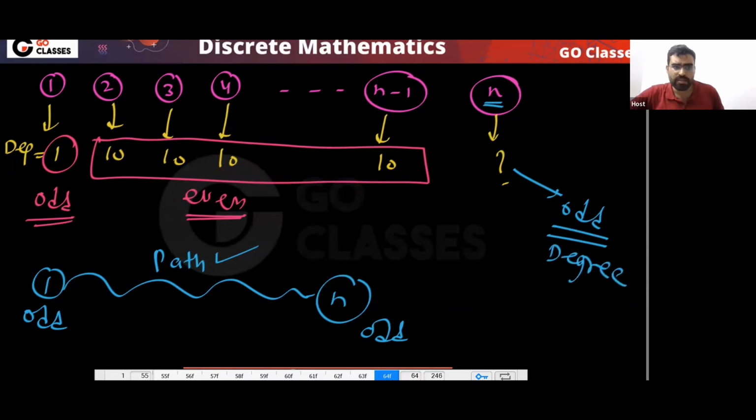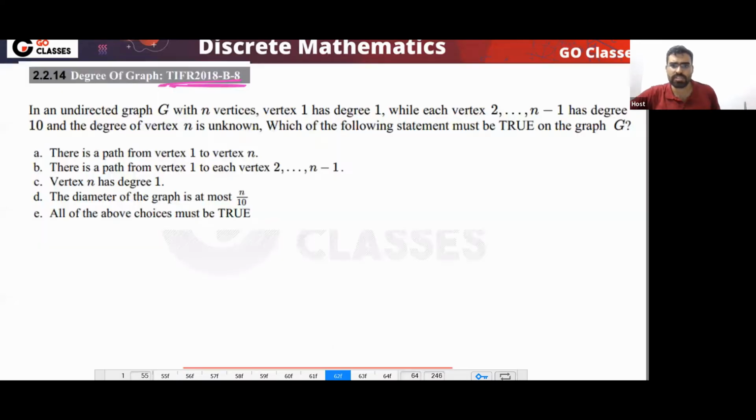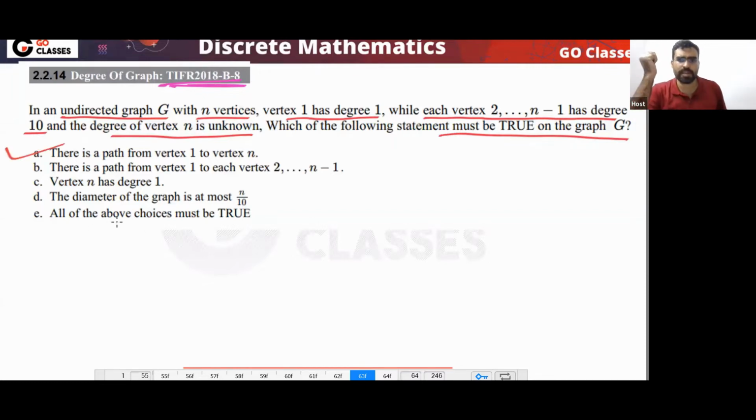And I told you that for any odd degree vertex, there is a path from you to some other odd degree vertex, correct? So this is the idea. Finally I can say that there is a path from 1 to n. This option is correct: there is a path from 1 to n. Vertex n has degree 1 is not mandatory. But vertex n should have odd degree.